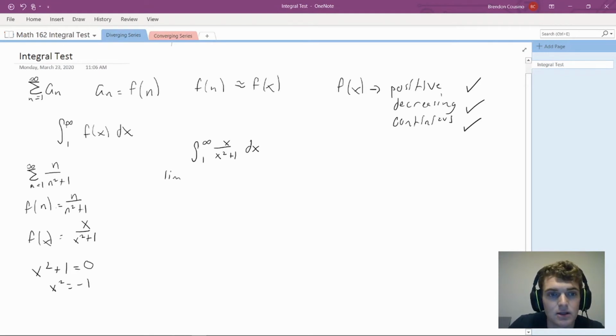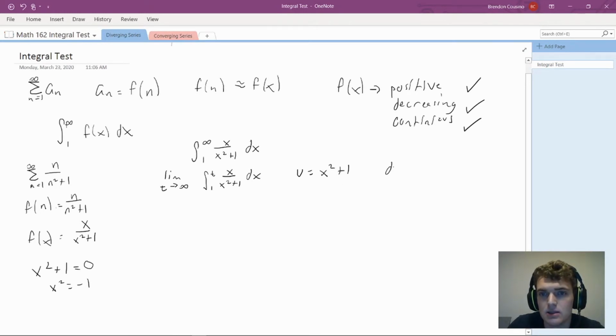So this is going to look like the limit, I'm going to use t, as t approaches infinity of the integral from 1 to t of x over x squared plus 1 dx. Okay, so now we just want to solve this integral like normal. The way we're going to do that, it looks like it's going to be a u substitution. So we're going to substitute the bottom for our u. So u is x squared plus 1.